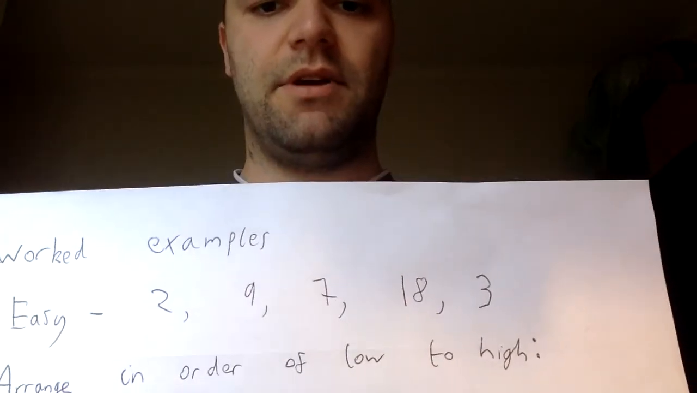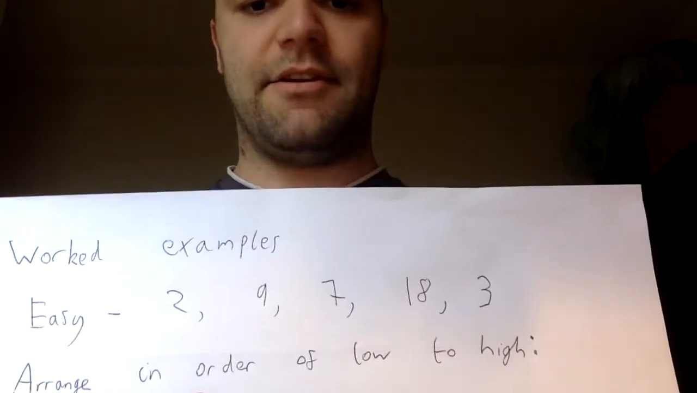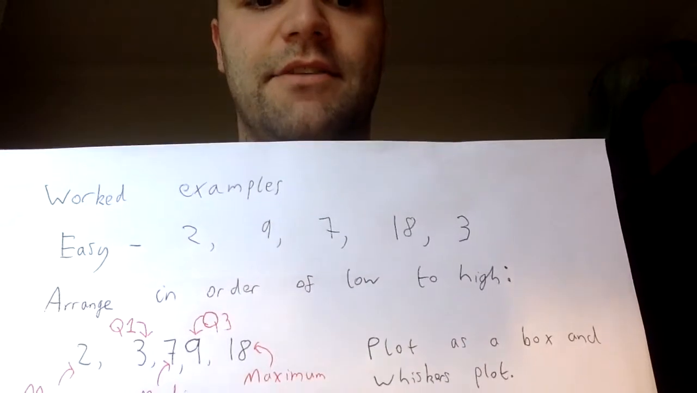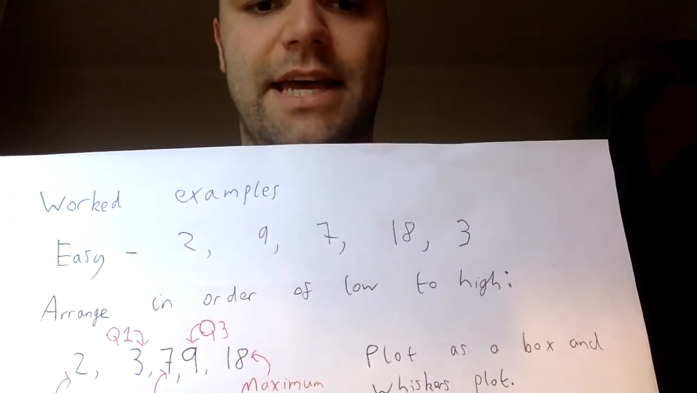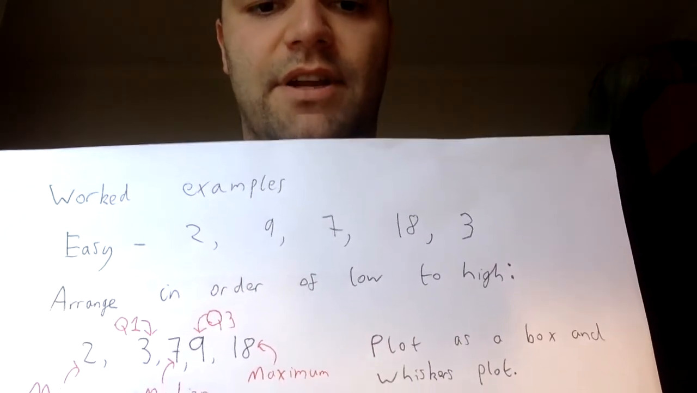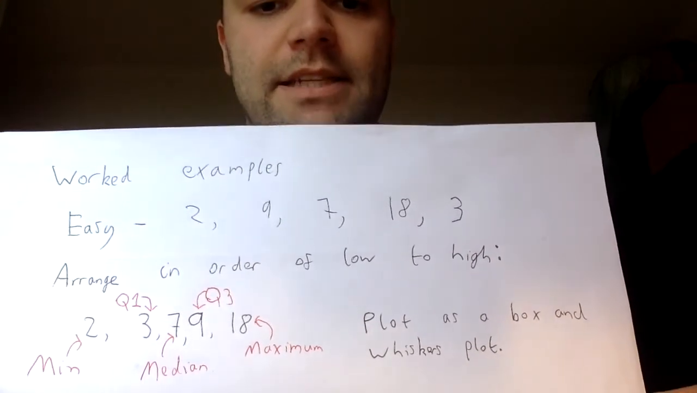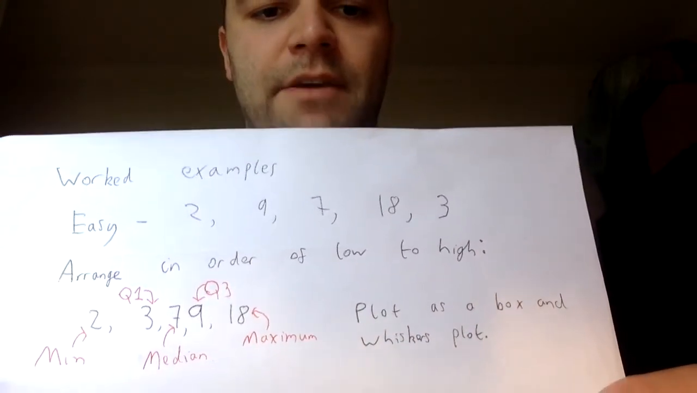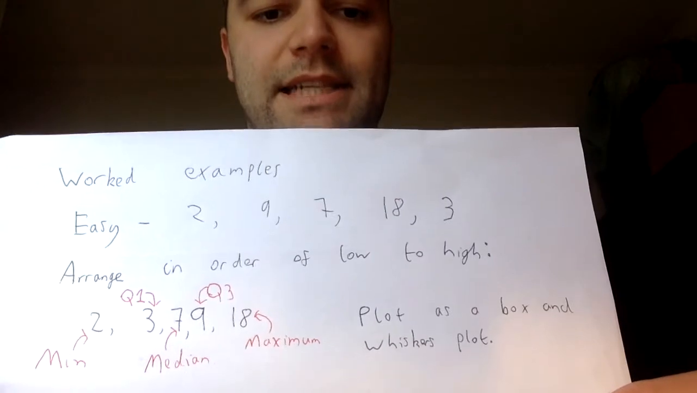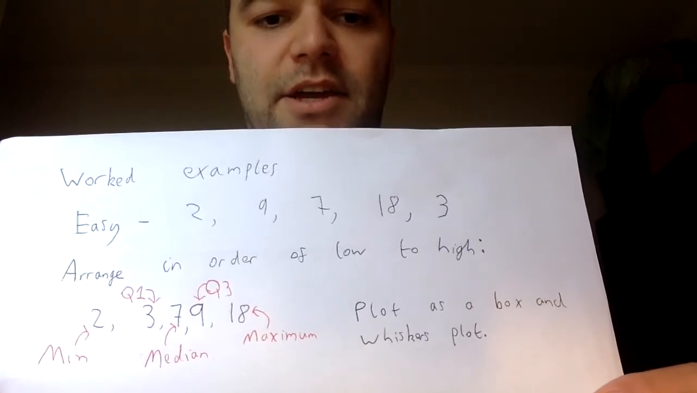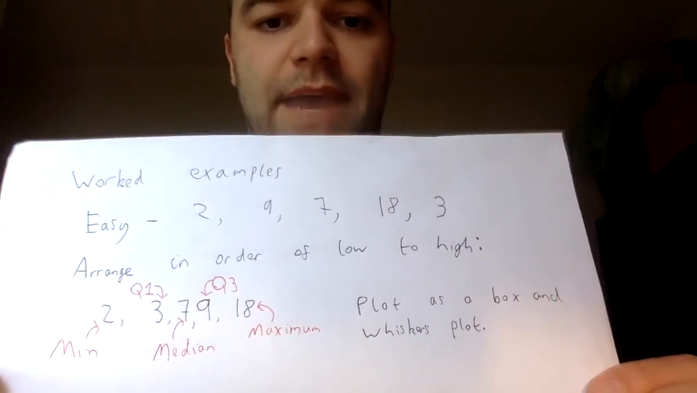And I'm going to use an easy example first of all. So first of all, these are my numbers. I've got 2, 9, 7, 18 and 3. The first thing I need to do is arrange them in order of lowest to highest. So 2, 3, 7, 9, 18. So that makes 2 my minimum, 3 my Q1, 7 my median, 9 my Q3 and 18 my maximum.